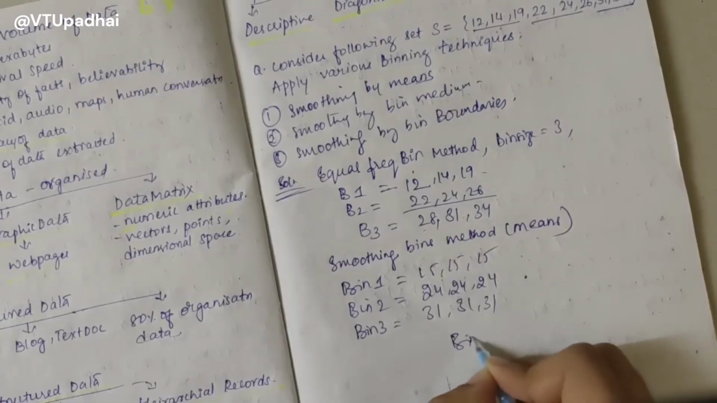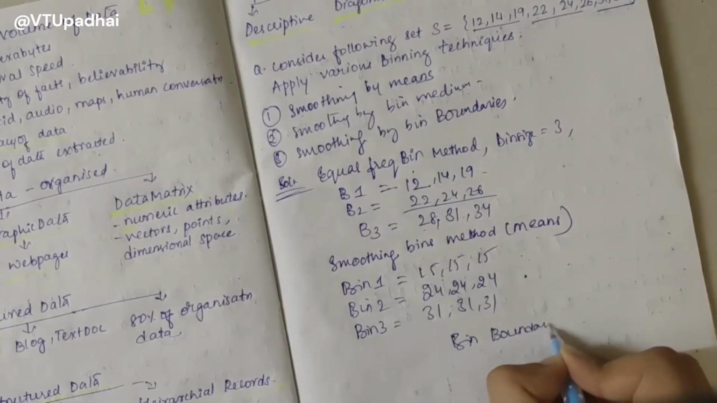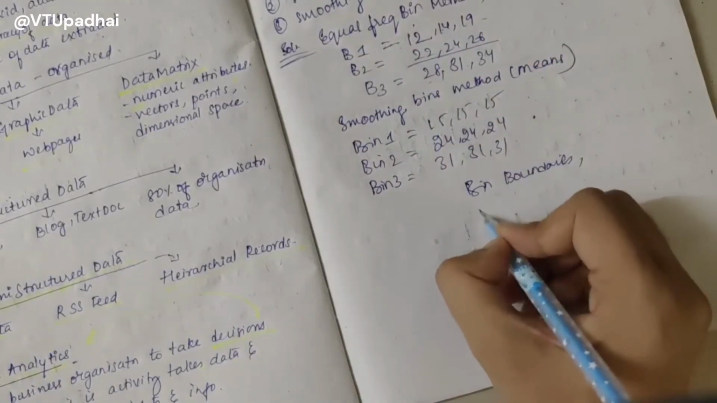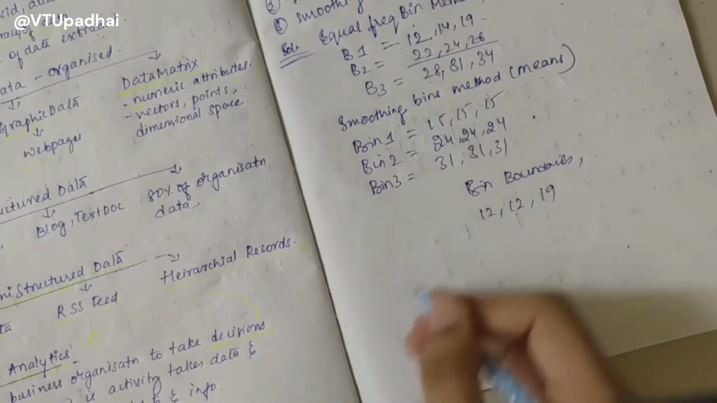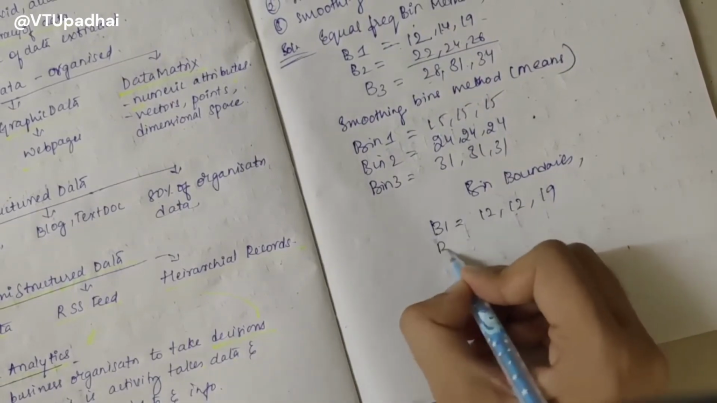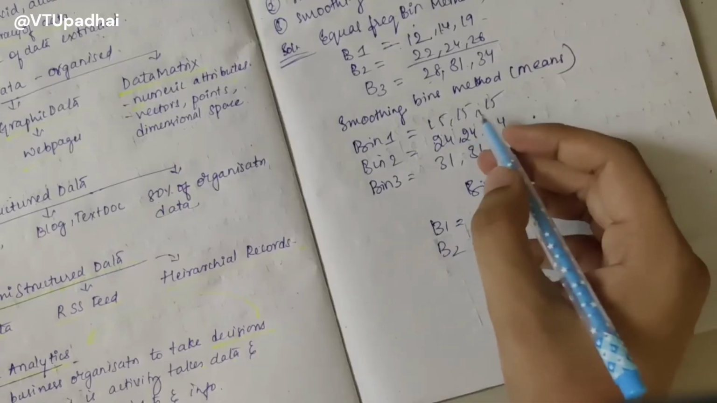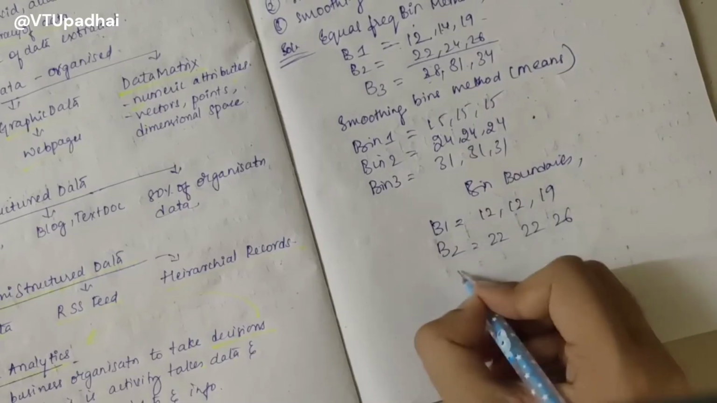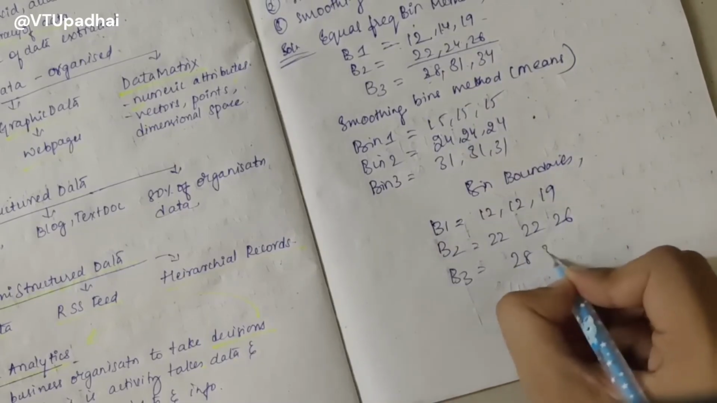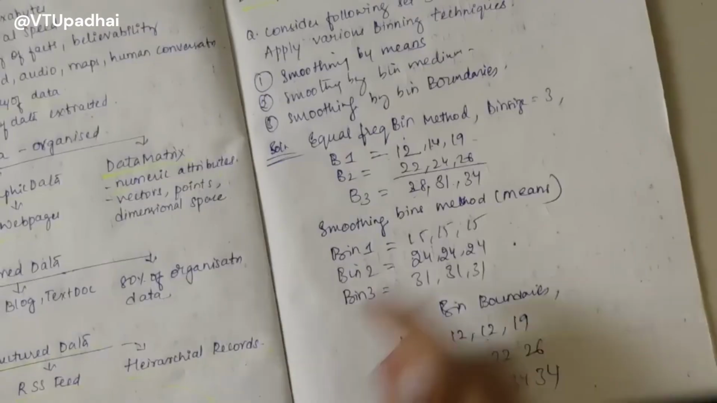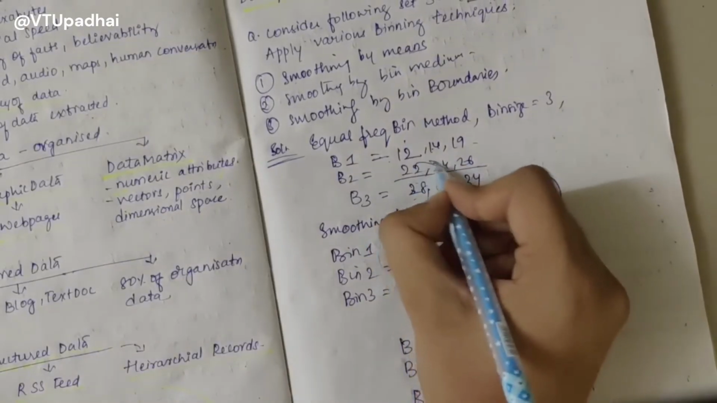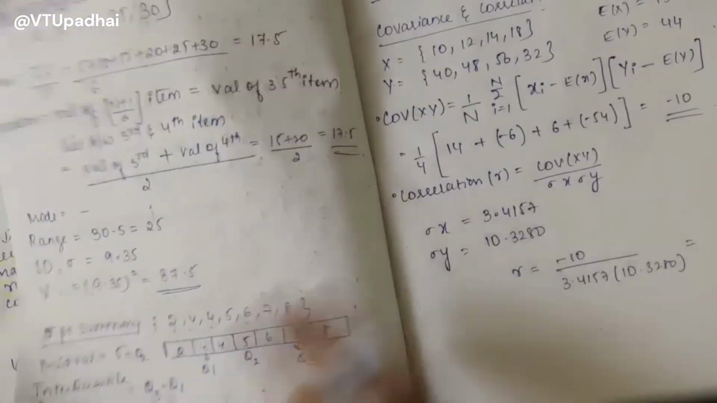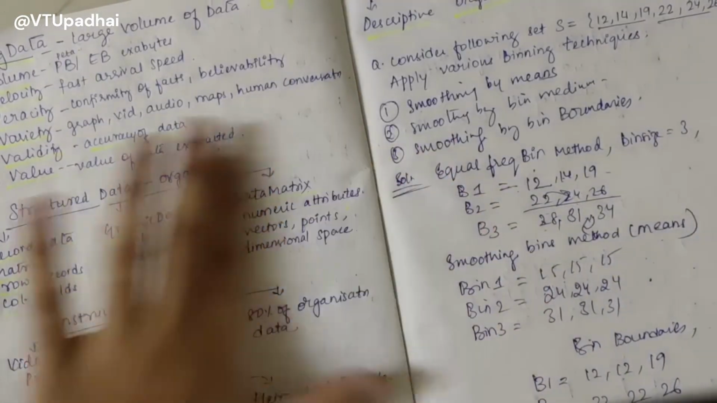Using the bin boundaries method, for 12, 14 and 19, I get 12, 12 and 19 for bin 1. For bin 2, 22, 24 and 26, I can write 22, 22 and 26. And bin 3 could be 28, 34 and 34, because this is the closest one, right? And here this is the closest one. So that's how bin boundaries is done. So from here on, this is the end of the theory topic.